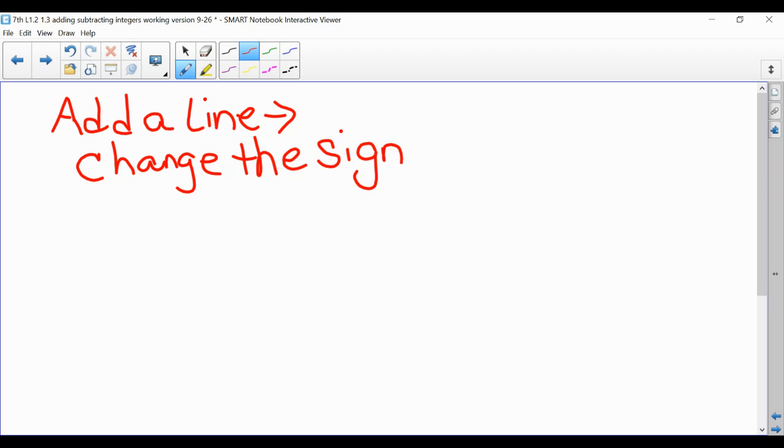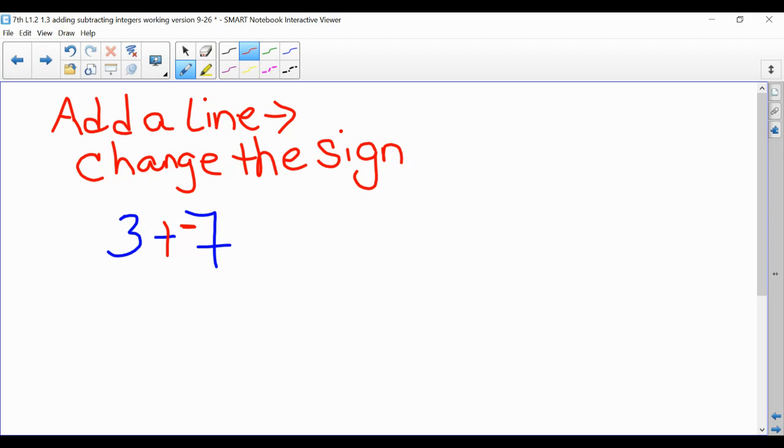So, when we have a subtraction problem, we're going to the first sign in the middle of the two integers, and we're adding a line to change it to addition, and we're adding the opposite. Because we changed this to an addition problem, we need to also think about the two addition rules.